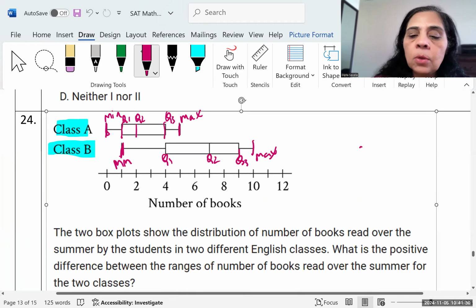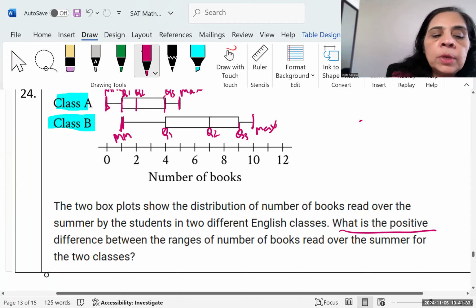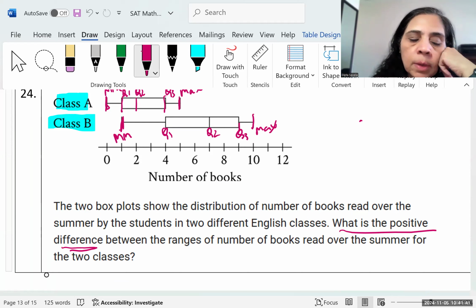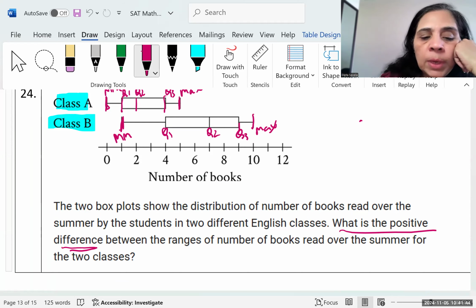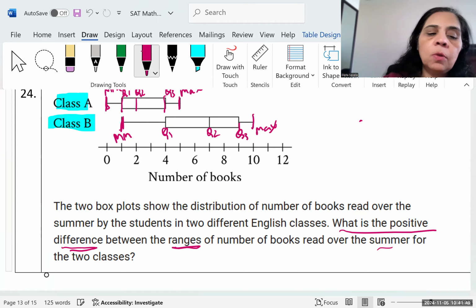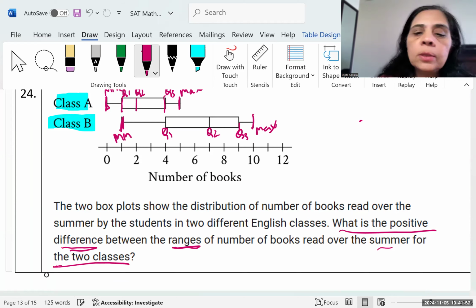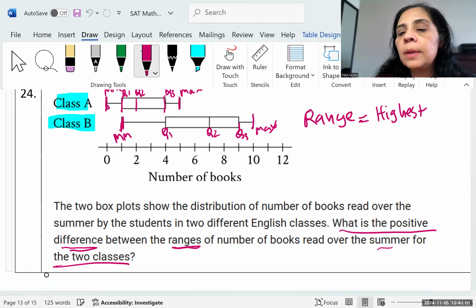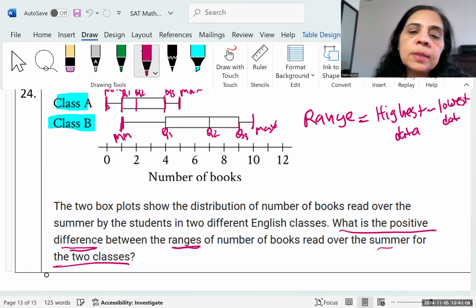The question says, what is the positive difference between the ranges of the number of books read over the summer for the 2 classes? It doesn't matter whether you do A minus B or B minus A. Either way, subtract the smaller from the higher number. So how do we find range? Do you remember? It is highest data minus lowest data, or maximum minus minimum.